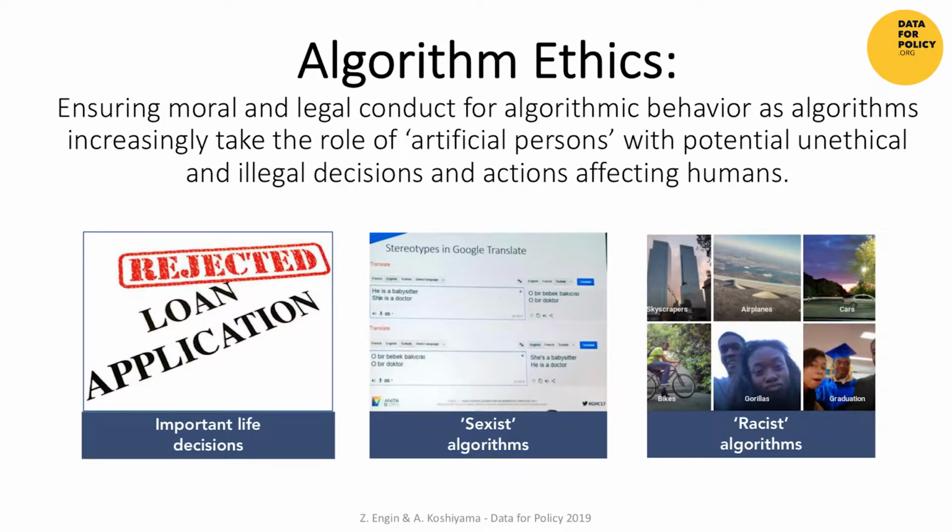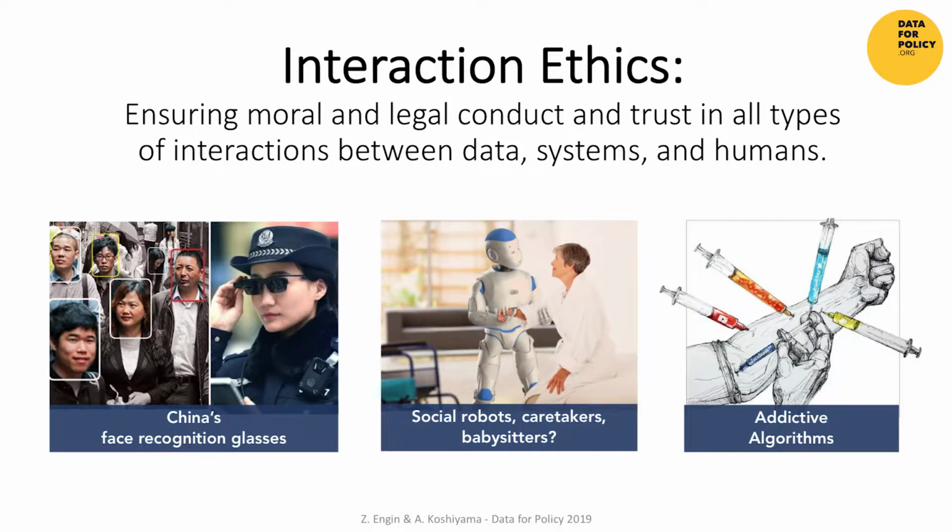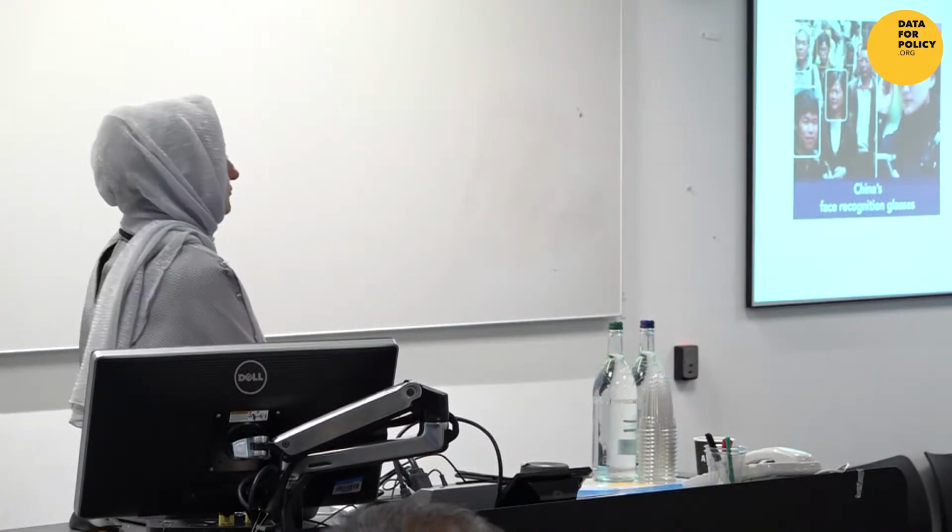And the third example is really a very nasty one. I'm ashamed to put it up here, but I think for educational purposes it has to be there. We have to recognize the seriousness of the situation. It's again Google, basically tagging various images quite correctly, but tagging people in a quite racist way, very obviously racist. So in interaction ethics, the idea for us is again to ensure moral and legal conduct in all types of interactions between data systems and humans.